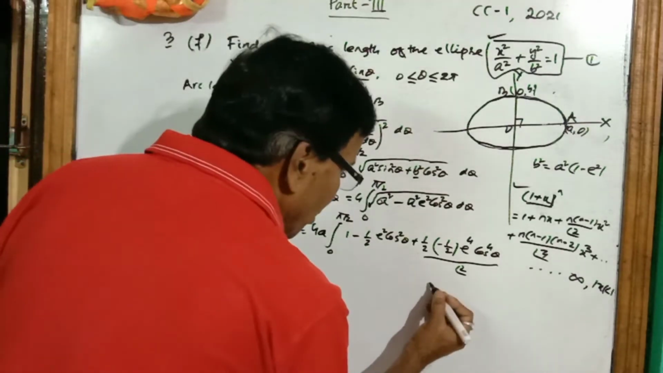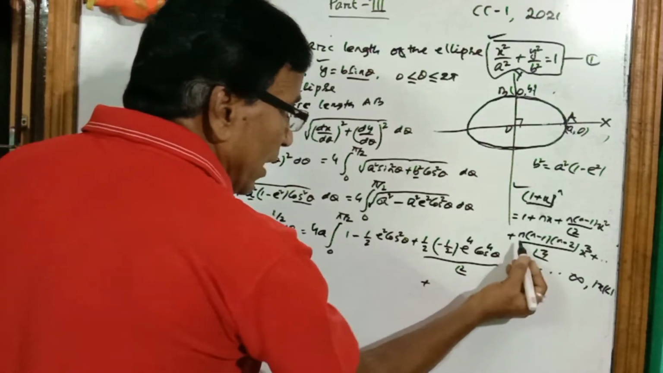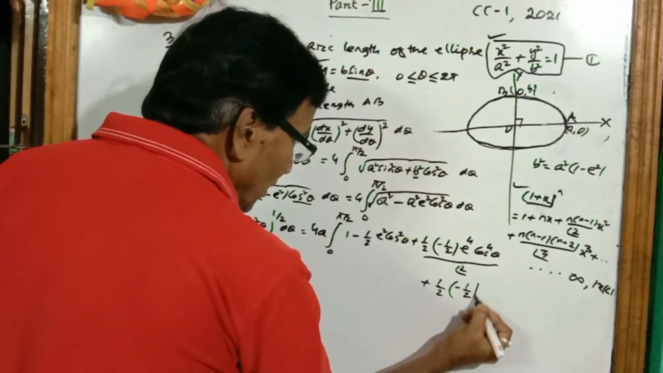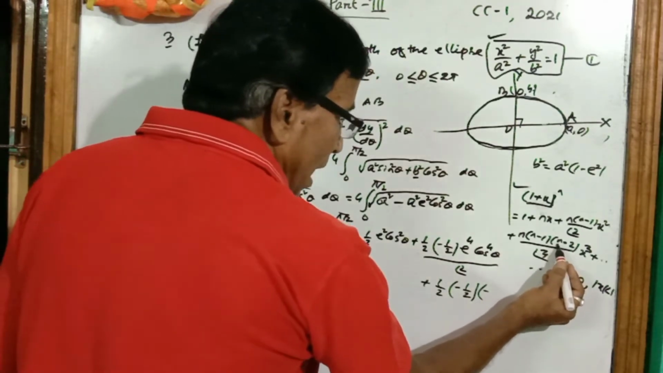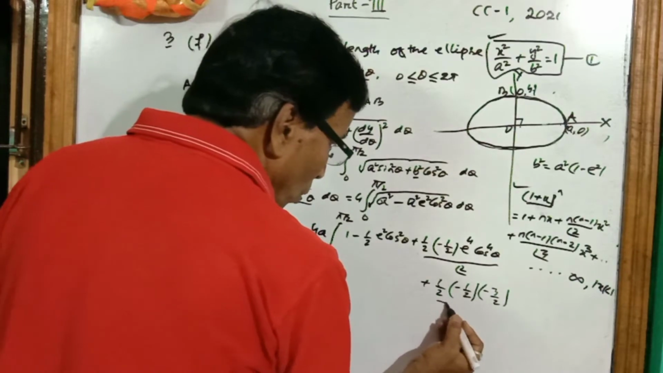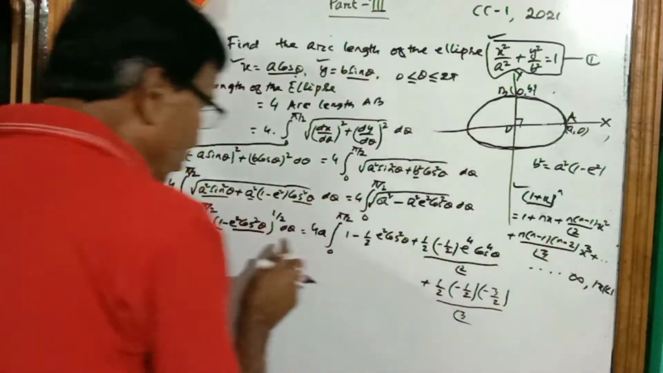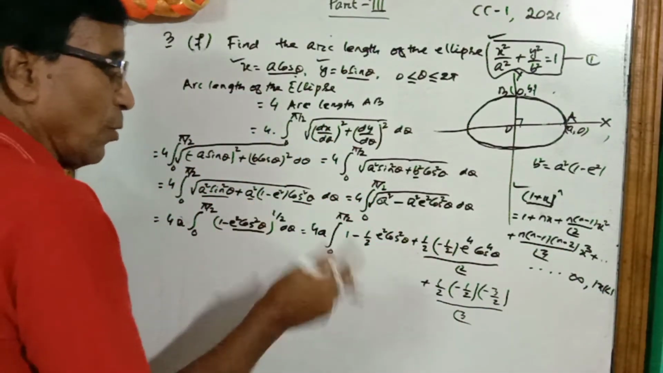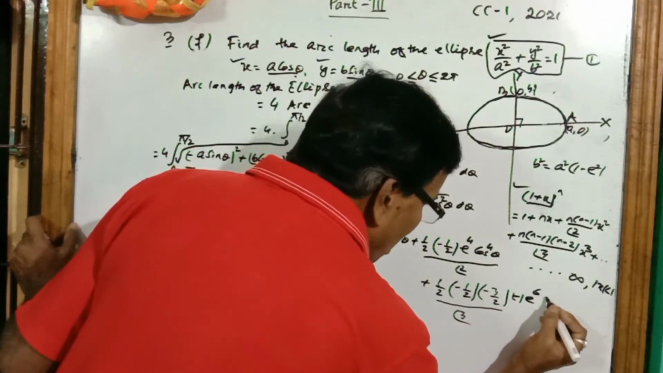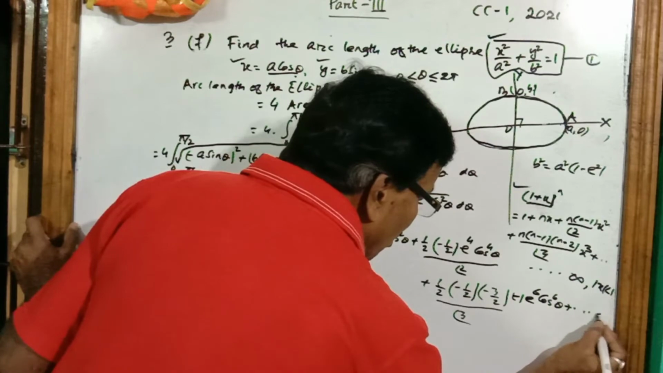Plus, the next term will be how much? The next term will be 1 by 2, n means 1 by 2, into minus 1 by 2, into minus half minus 2, that is minus 3 by 2, whole divided by factorial 3, into (e square cos square theta) minus (e square cos square theta) whole cube, that is equal to minus e to the power 6 cos to the power 6 theta, plus dot dot dot, and it will continue up to infinity.